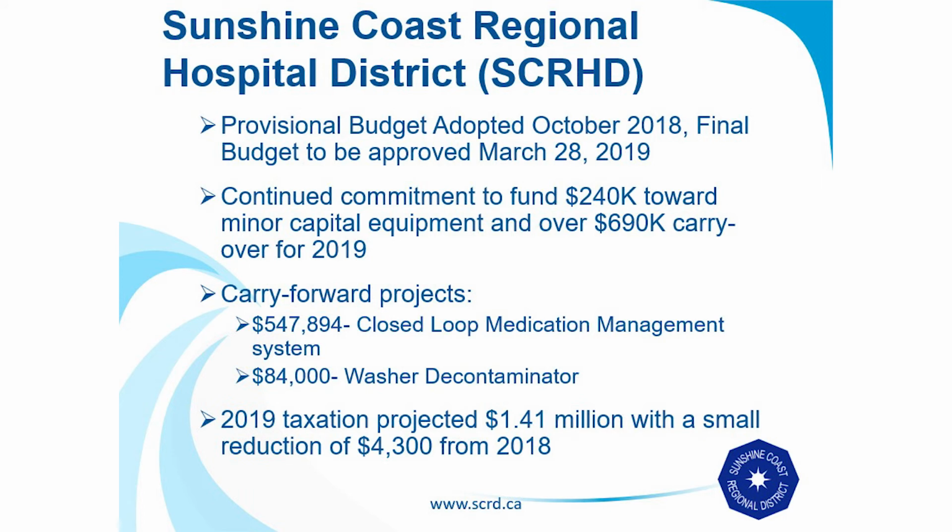So the Sunshine Coast Regional Hospital District's provisional budget was adopted in October of 2018. The purpose of the Regional Hospital District is to provide capital funding to our hospital facilities in our community, which include the Sechelt Hospital as well as Totem Lodge. The final budget is scheduled to be approved on March the 28th. This budget has a continued commitment to fund $240,000 towards minor capital equipment. We also have several ongoing projects in that particular budget. And taxation is essentially the same over 2018 at $1.41 million.